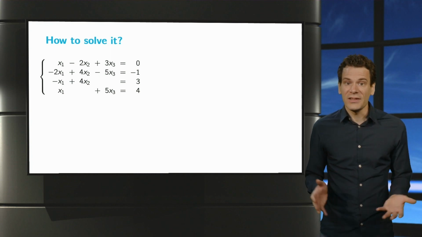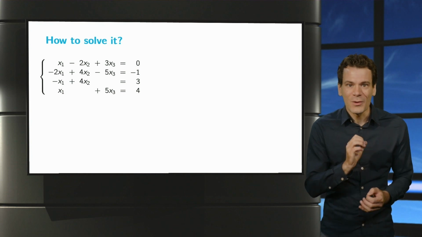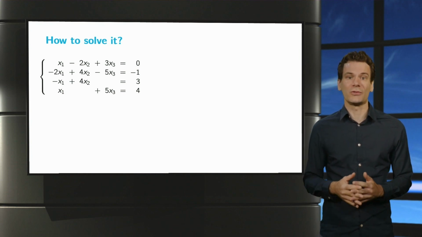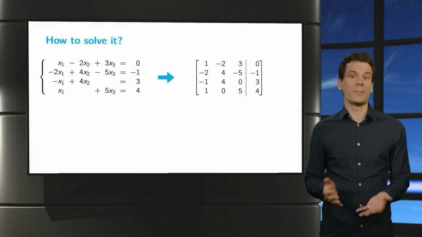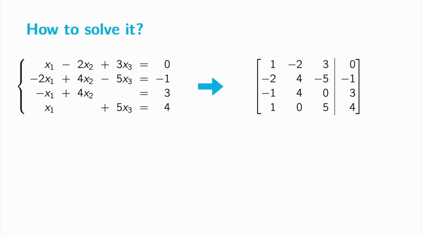So how can we change the system without changing the solutions? Right, we can apply row operations. Let me show you how to do this in a structured way. First, we rewrite the system as an augmented matrix. To make the system simpler, we want to create zeros in this augmented matrix.